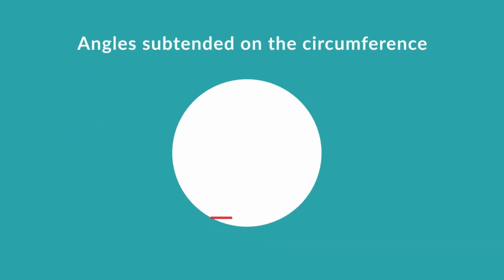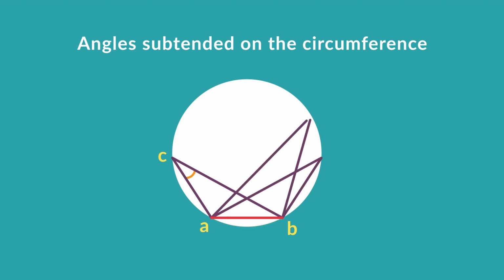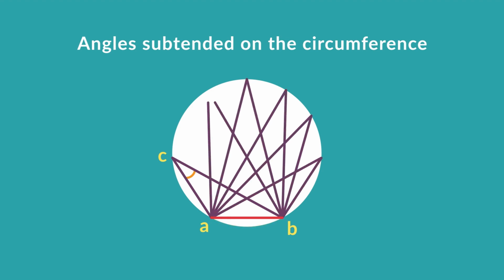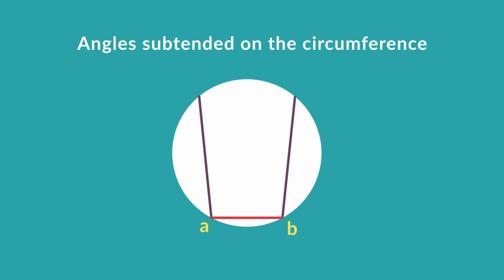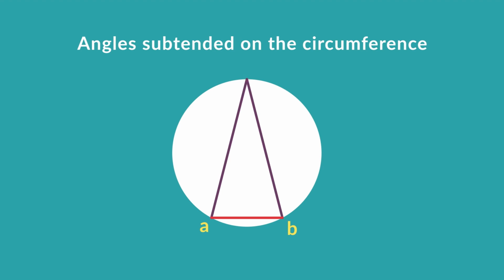In this diagram, chord AB subtends angle C on the circumference because line segments join the endpoints A and B to point C on the circumference. Keep in mind that the arc AB, which shares the same endpoints as chord AB, also subtends the angle. The same chord AB can subtend angles at an infinite number of points on the circumference. We can only say that an angle is subtended by a chord if the endpoints of the chord are joined at the vertex of the angle.